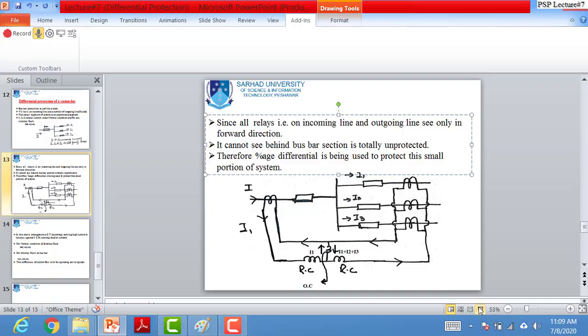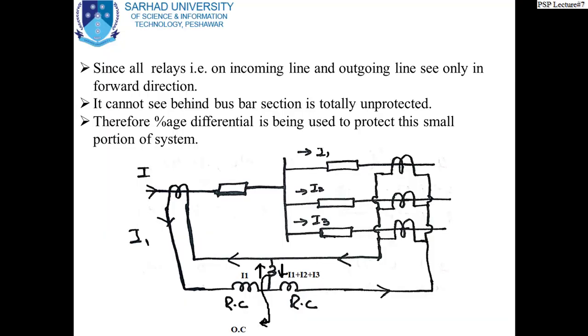Since all relays, that is the incoming line and outgoing lines, see only in the forward direction, they cannot see behind the bus bar. Behind the bus bar section is totally unprotected. Therefore, percentage differential protection is being used to protect the small portion of the system.